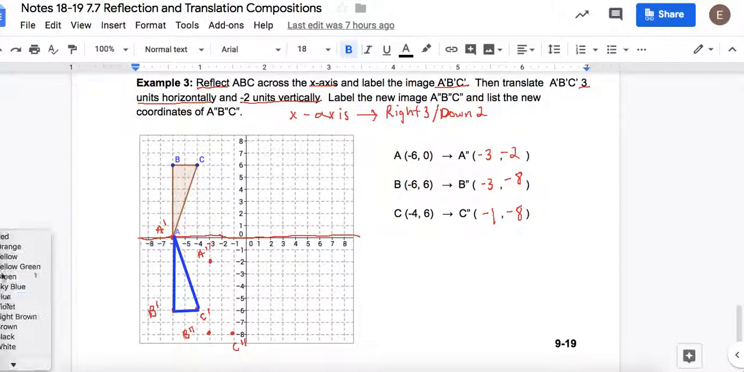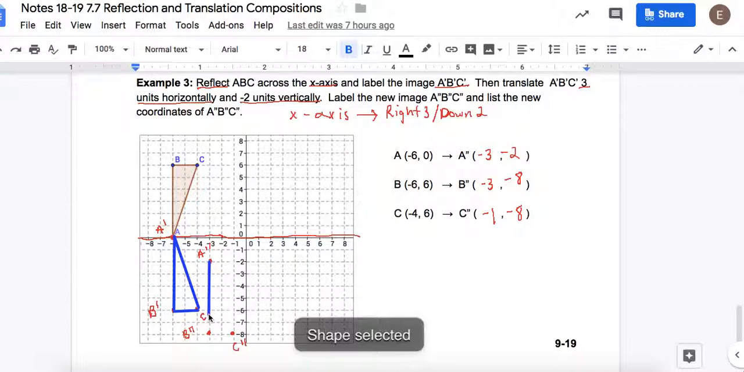Okay, take your ruler and connect the points. And we have our brand new shape. So notice it reflected and then we slid it.